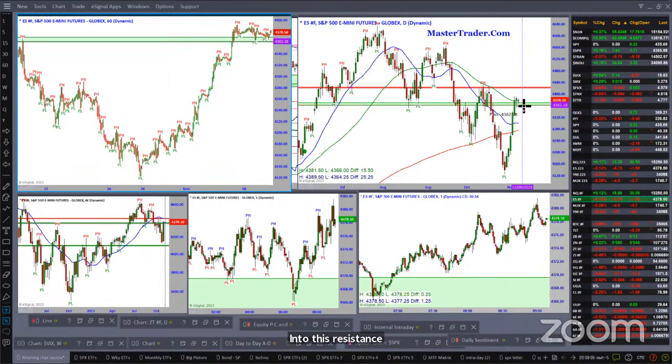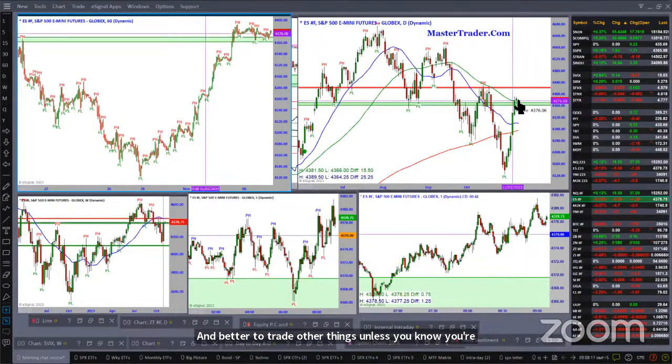So a lot of chop going on here, and better to trade other things unless you're nimble intraday, and you can certainly trade the futures at the appropriate time.